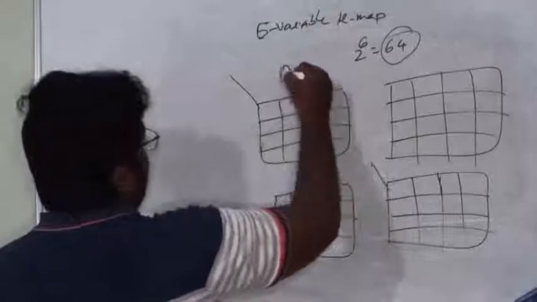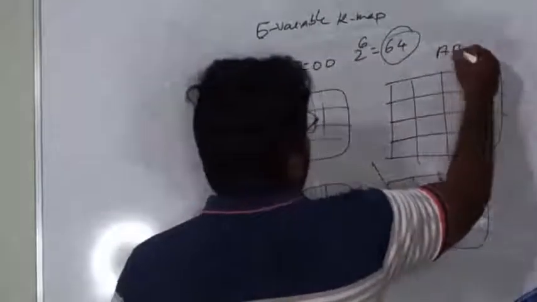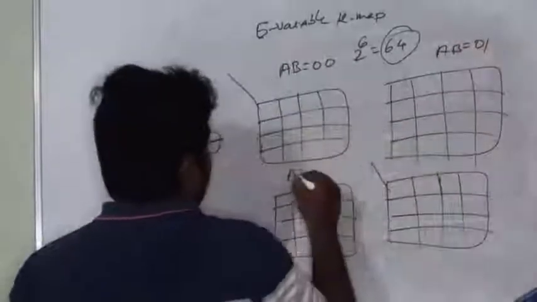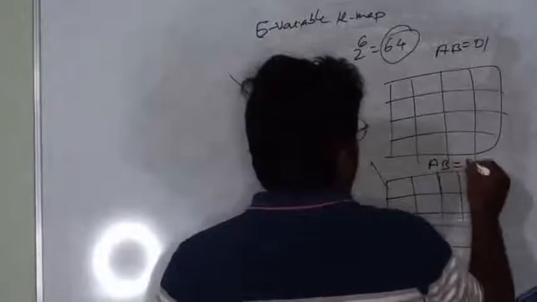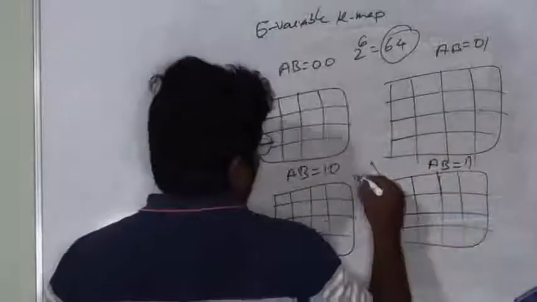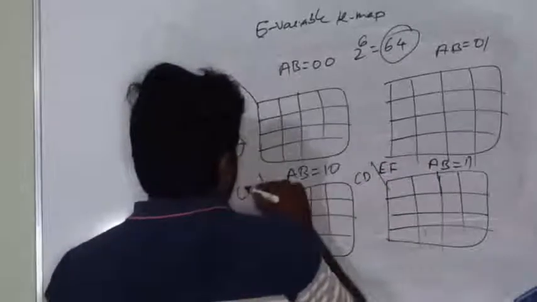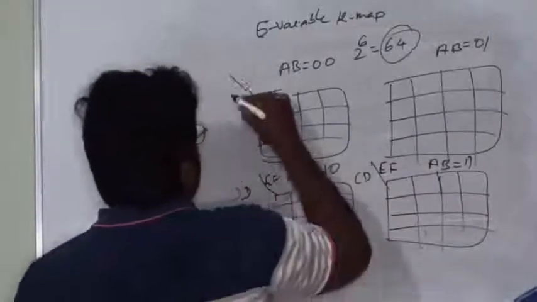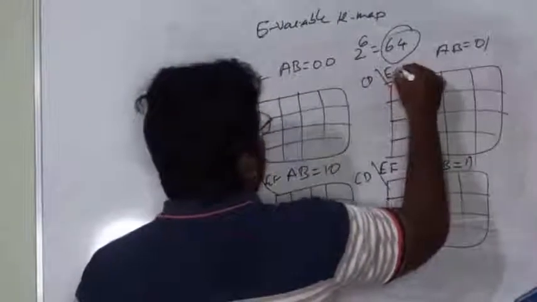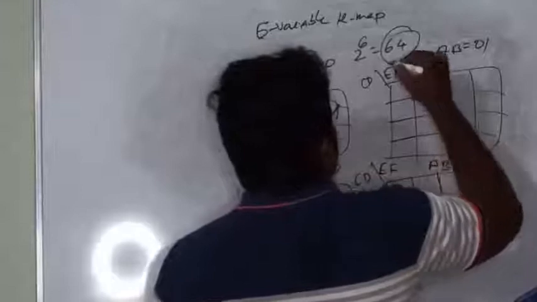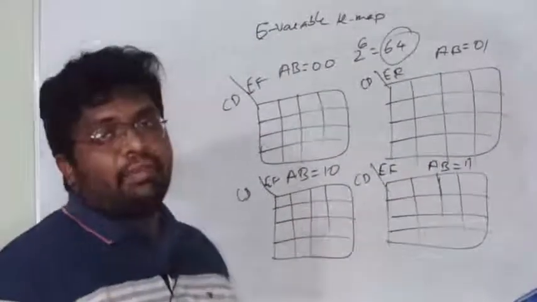So here AB is equals to 0 0, AB is equals to 0 1, AB is equals to 1 0, AB is equals to 1 1. So C D E F will be represented here, in each of the four maps. So this is how we will be representing the 6 variable K-map.